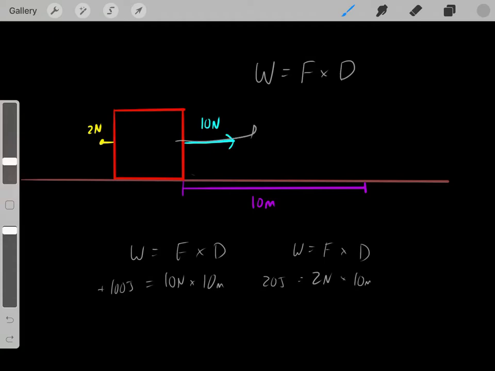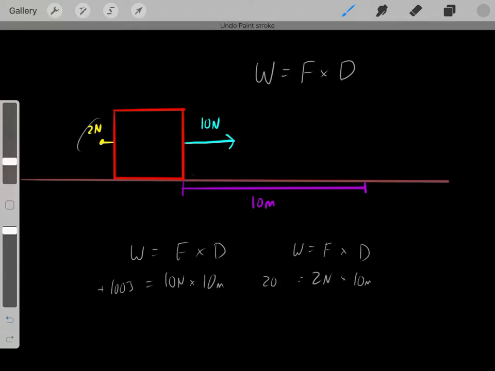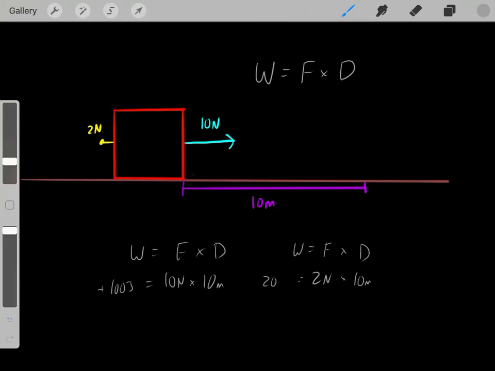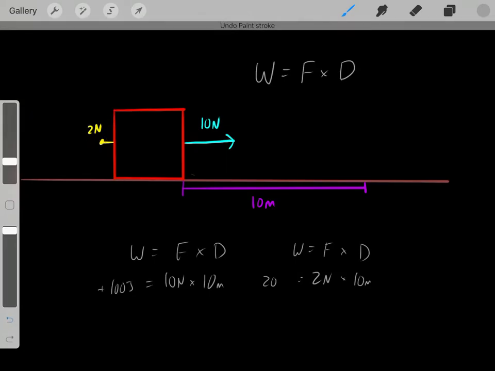Because again, whenever there's a force in the direction of motion, that force does positive work. When there's a force in the opposite direction of motion, 180 degrees in the opposite direction of motion, that force does negative work.